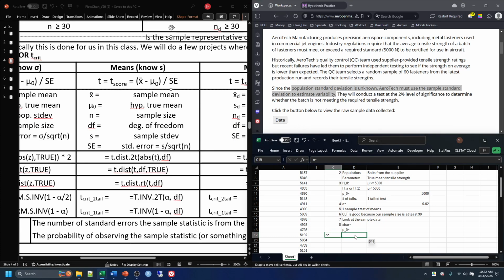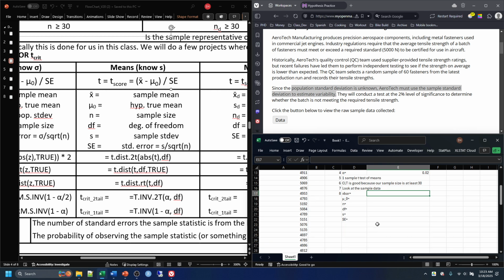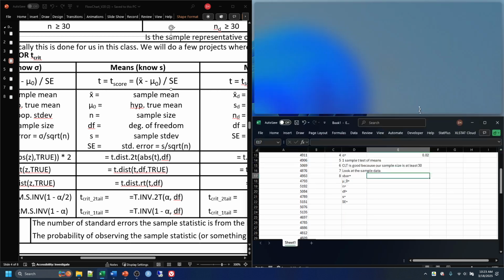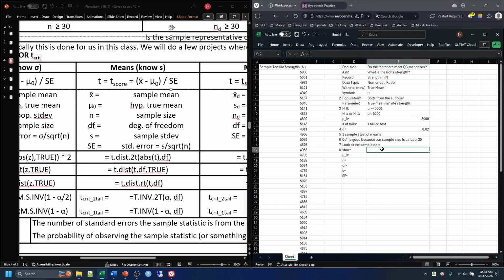Let's pull it over here. Our sample size. We need to know our degrees of freedom, and we need to know our sample standard deviation, and we need to know our standard error. So let's go ahead and grab those things really quickly before I do too much else.